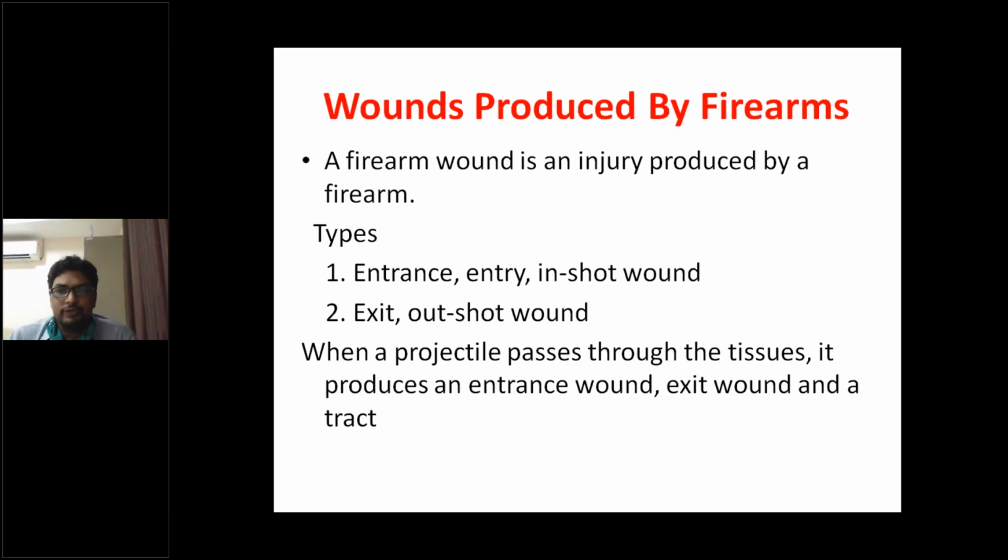So wounds produced by firearms, we can see in the next class. That is a very big topic. We'll see what the types of wounds produced by firearms are, what the penetrating wounds are, and how we can know by looking at the wounds from what distance the firearm has been fired, which is very important in the forensic aspect. All these things we can learn in the next class.